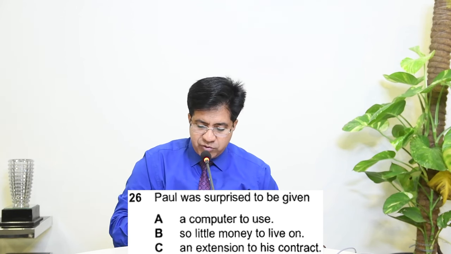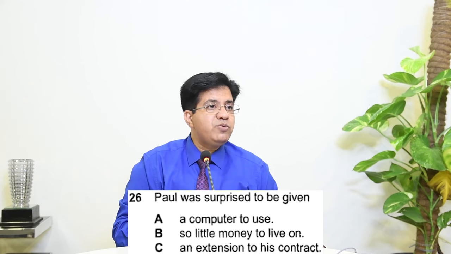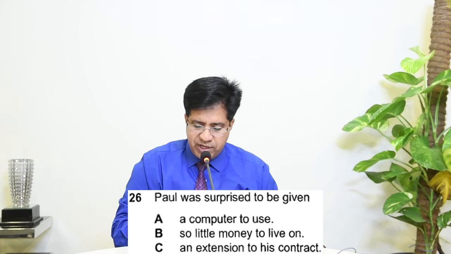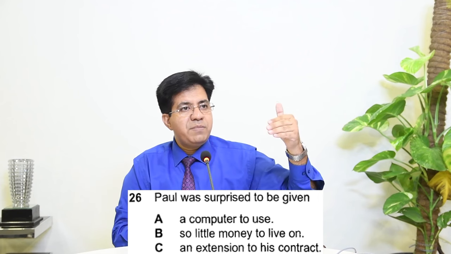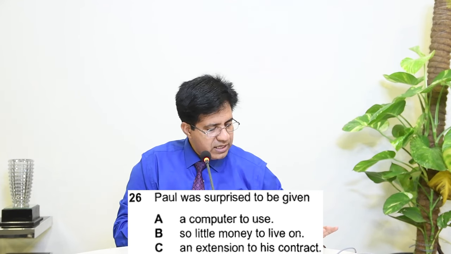What are the options? Computer to use. Like you say, I was expecting a computer, so they gave me, right? Or option B, little money to live on. And C, extension to his contract. Contract was 3 months, he gave an extension to that, right? Let's see what the right answer is.